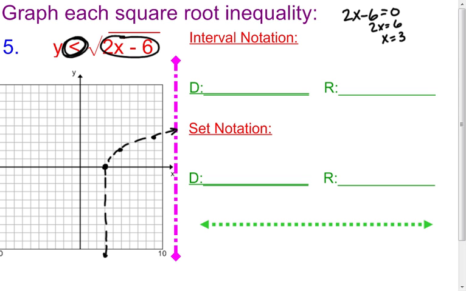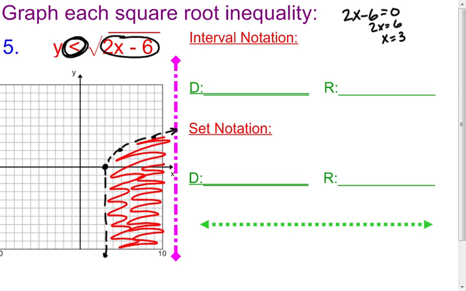Okay, so think about extending that line where your starting point is and just making a vertical line at that spot. And then this is a less than symbol, so you want to shade underneath. So I need to shade everywhere here, being very conscious that I never cross that x equals 3 or that vertical line right there. Okay?